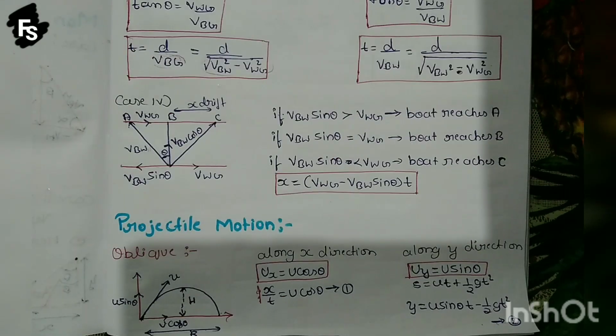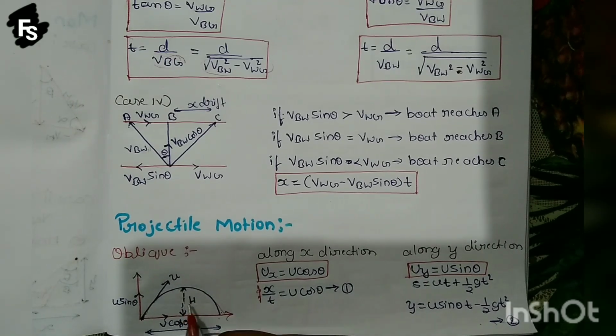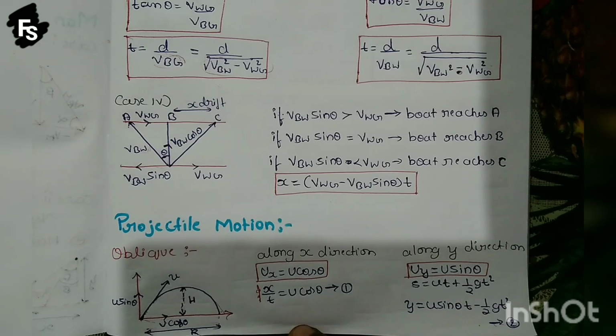Next we move on to projectile motion. There are two types of projectile motion: one is oblique projectile motion and the other is horizontal projectile motion. First is oblique projectile motion. See from here, this is the x-axis and this is the y-axis. The body is projected from here and it reaches here. This is the maximum height, and the distance traveled is the range.